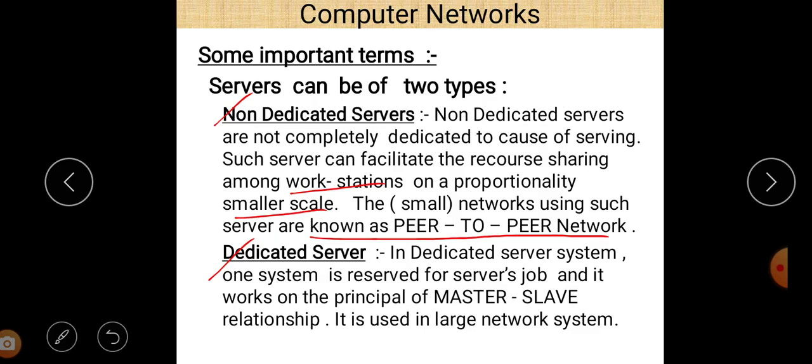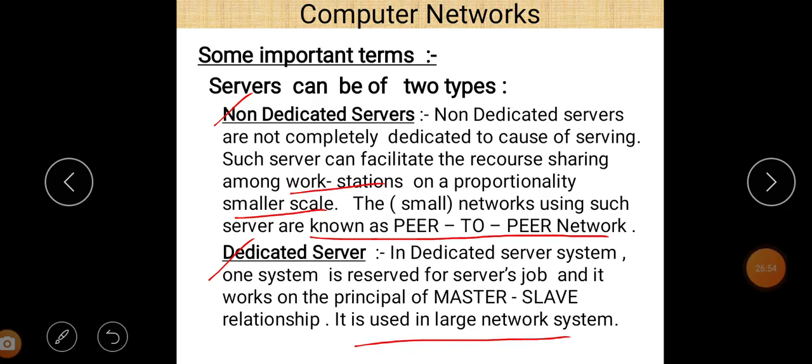So in a non-dedicated server, there is a server, but it is not completely dedicated to the cause of serving. It only facilitates resource sharing among the workstations, not directly giving instructions to another computer. But in a dedicated server, the main server directly instructs the other computers, also called client computers, to follow the instructions. It is used in a large network. So a dedicated server is used in a large network system. That is the difference between a non-dedicated server and a dedicated server.